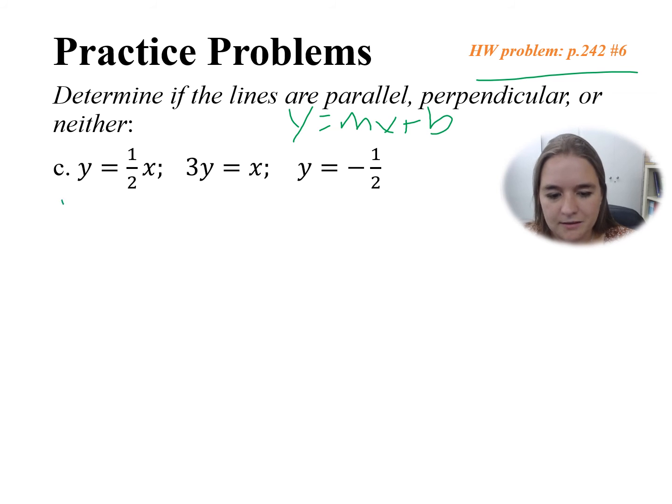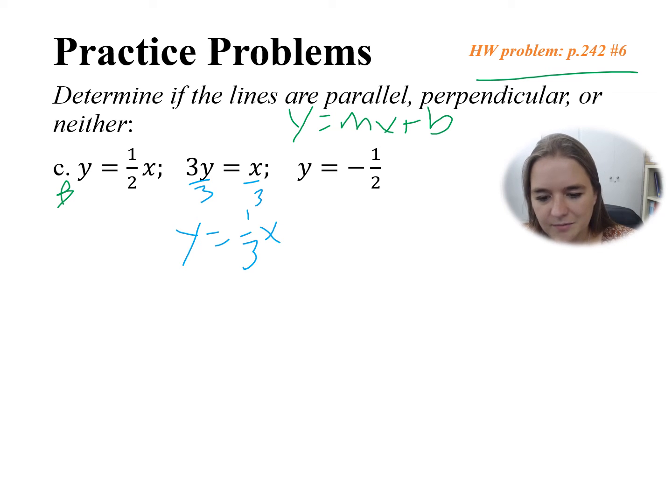This one's already ready to go. My next one here, well, I want y by itself, so I'm going to divide both sides by 3, which gives me y equals 1/3 x. And then my last one is y equals negative 1/2. That one's a constant function.